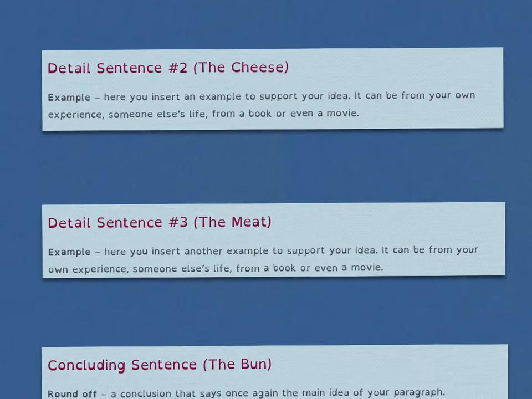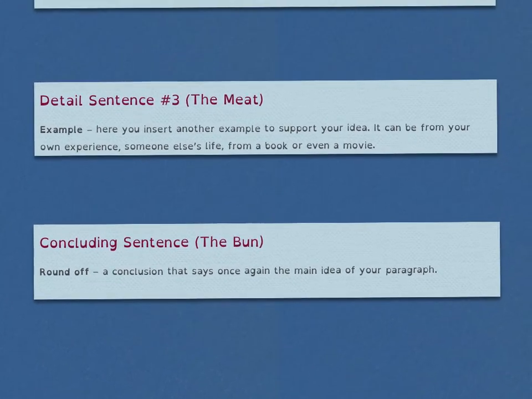So now we have our detail sentence number three. This is our meat. We need meat in our burger. This is where you can add another example. So you insert another example to support your idea. It can be from your own experience again, or all those other things we talked about the first time.